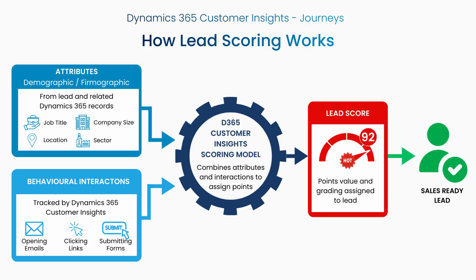Behavioural interactions that can be scored include opening emails, clicking links, and submitting web forms. Because these are tracked automatically by Customer Insights, you can easily use them within a scoring model. Let's look at how this works in practice across 3 models.